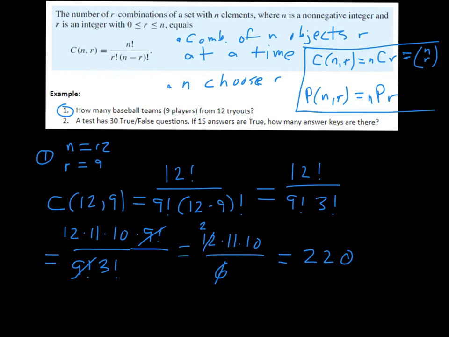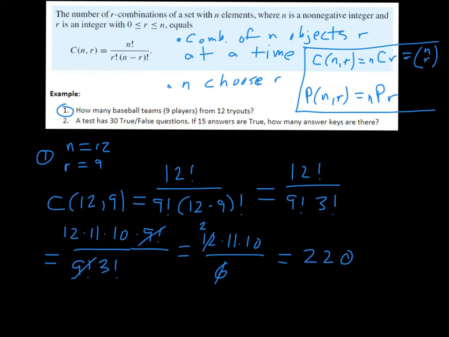Okay, and I didn't say this earlier, but I probably should have. The reason this is a combination is because I'm just going to choose 9 players first from the 12. I'm not deciding on positions. I'm just making a team. So the order that I choose these people in doesn't matter. And once I choose a person from the 12 to be on my team, I can't choose that same person again. And so there's no repetition allowed.